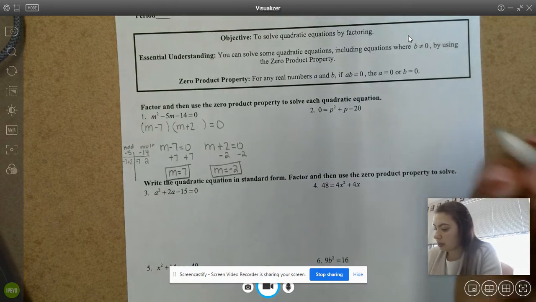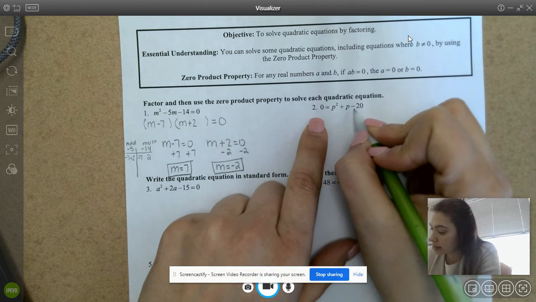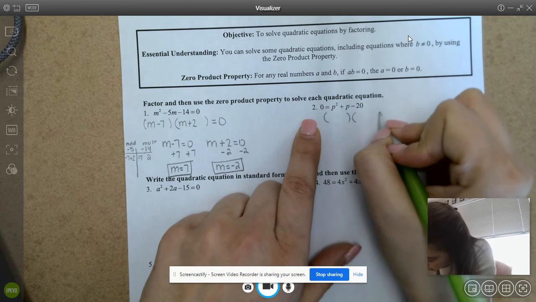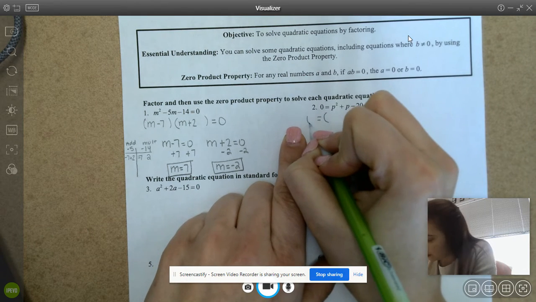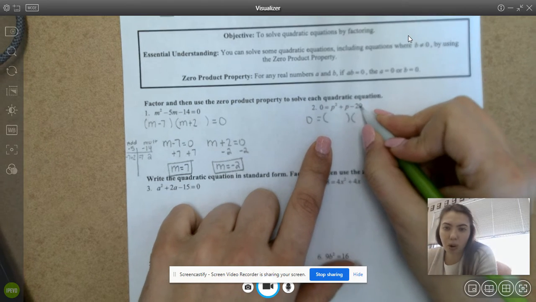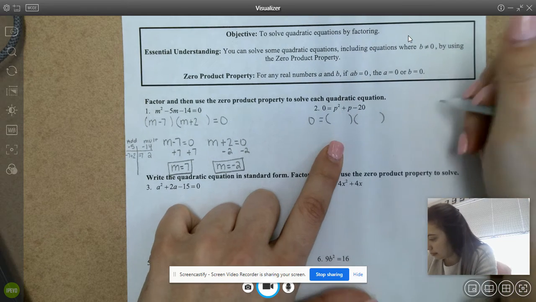Now, same thing with number 2. We have to make sure that our equation is set equal to 0, which it is. Our whole objective is to have two factors that multiply to each other that equal 0. And right now we're looking for two numbers that multiply to negative 20 and add to positive 1.